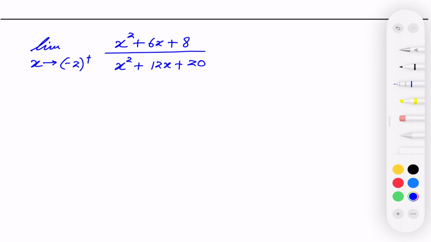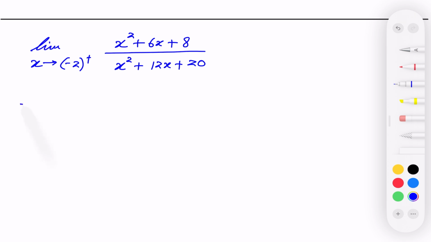I will try the direct substitution first. On the numerator, I will have negative 2 to the second power, which is positive 4, plus 6 times negative 2, which is negative 12, plus 8. That will be simplified to become 0 on the numerator. And the denominator, negative 2 to the second power is a positive 4. 12 times negative 2 is negative 24, plus 20. That will also be simplified to become 0. Therefore, the direct substitution fails. Therefore, we need to go for the alternative methods. And in this video, we are working on the dividing out method, or in other words, the factoring method.